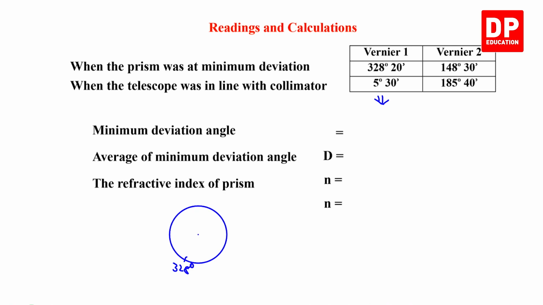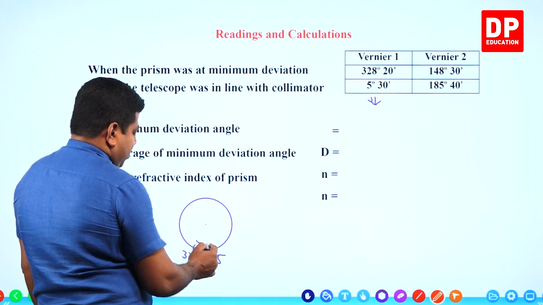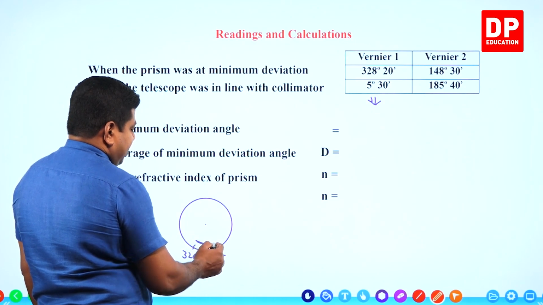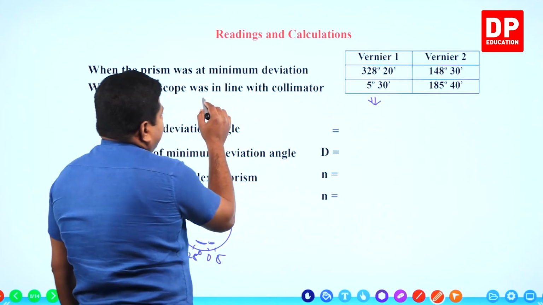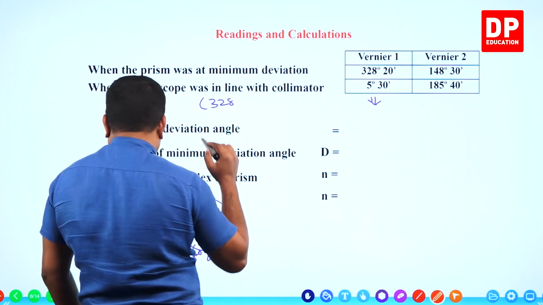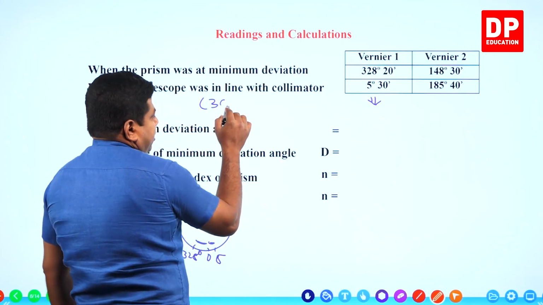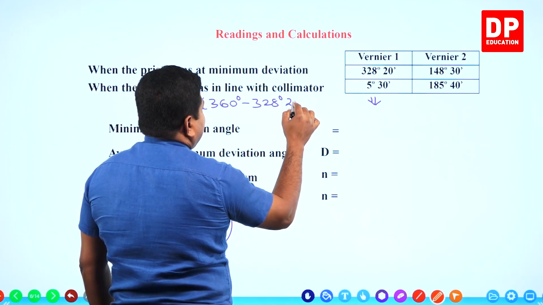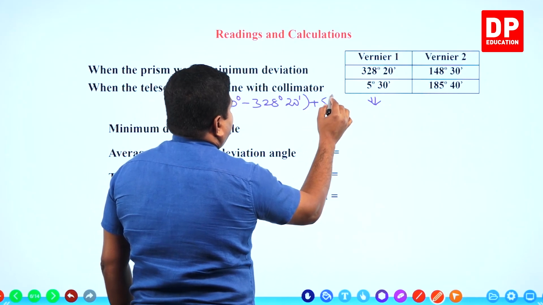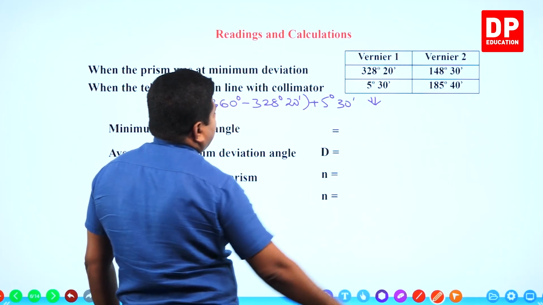Right? 5 degrees is going to be after 0. So when you are getting the difference, this difference you have to take separately, and this you have to take separately. Add them together. Let me write that here. 328 from 360 we have to subtract. 360 minus 328, 20 plus 5 degrees 30 minutes.